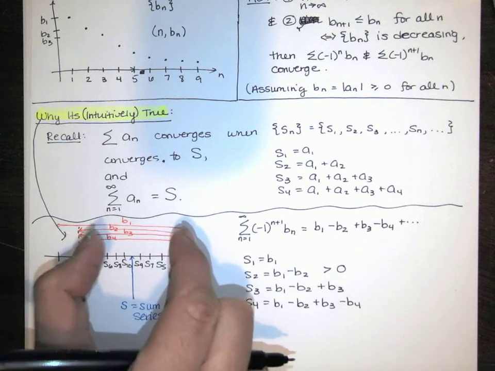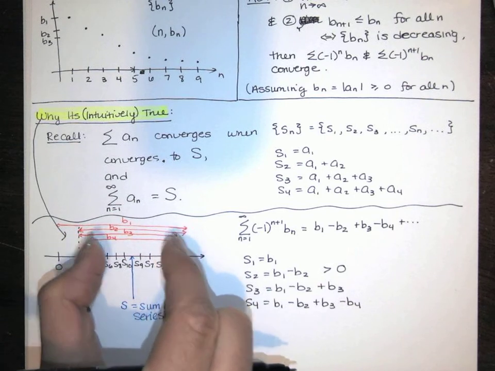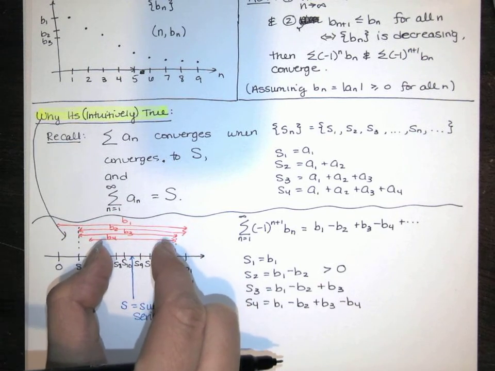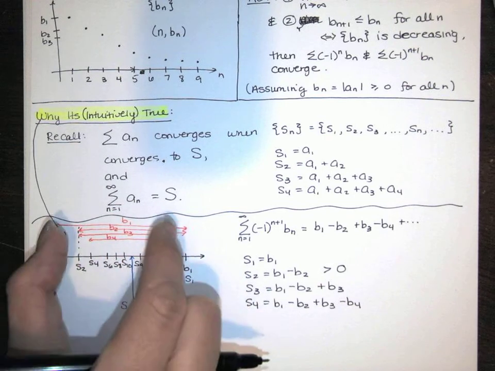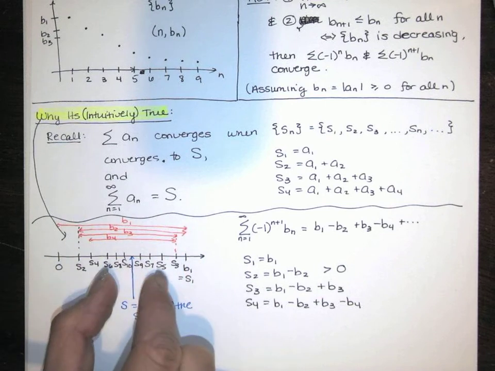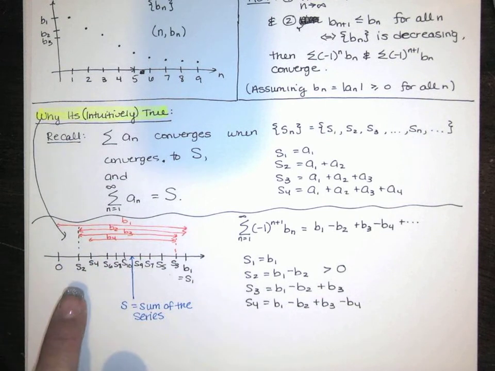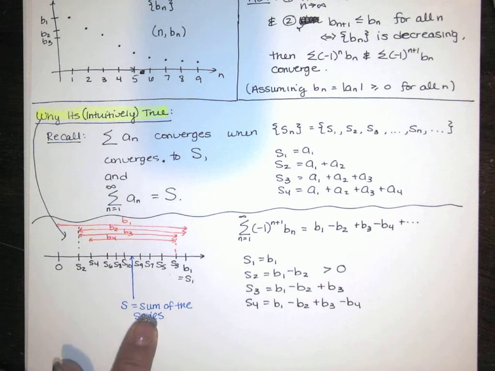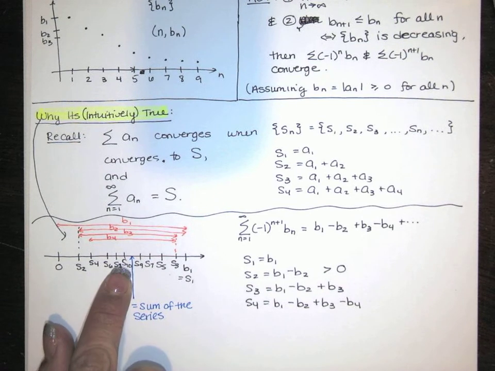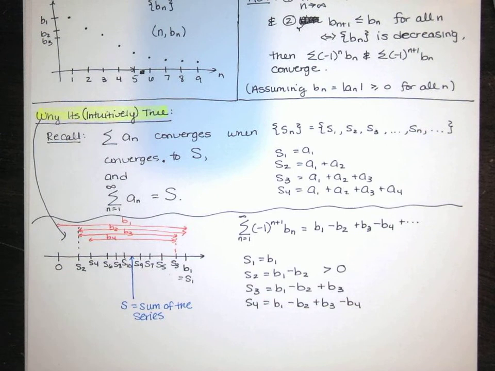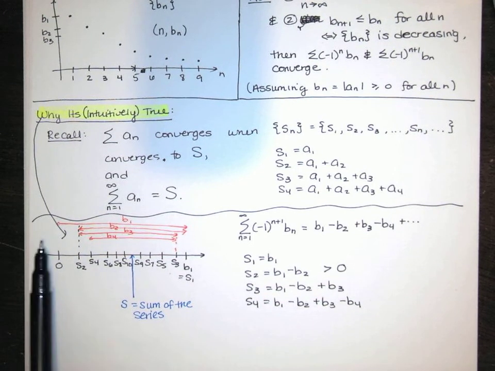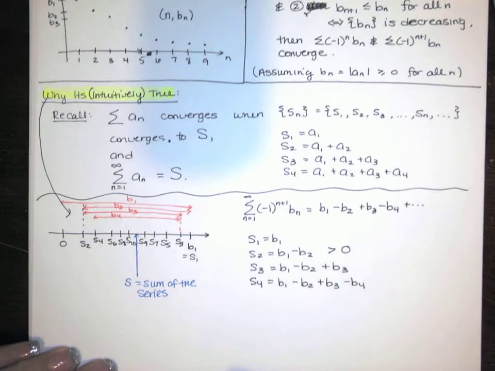So b sub 1 is here, b sub 2 is here, b sub 3 is less than that, b sub 4 is less than that, b sub 5 is less than that, b sub 6 is less than that. And so they're getting smaller, but we keep adding and subtracting and adding and subtracting, and so they're approaching this number that has to be in between eventually. So that's why it's intuitively true. It's not a proof, but you can kind of see what's happening as we add and subtract numbers. We're getting closer to some number in between.